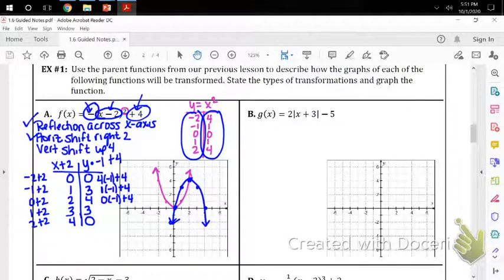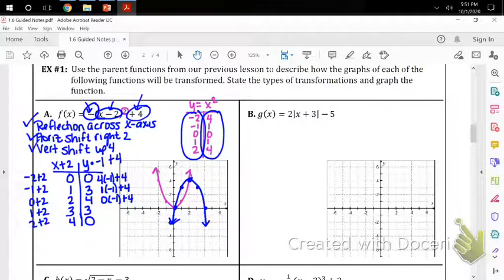We said it was going to move to the right 2. We'll look at the vertex. The vertex was at 0, 0, and now it's up at 2, 4. So it did go to the right 2. And we said it was going to be a vertical shift up 4. My vertex is up at 4, therefore it did that as well. So there's our transformation for this function.